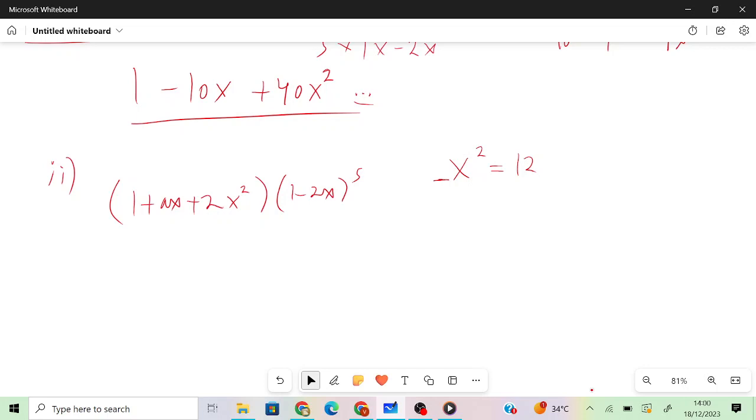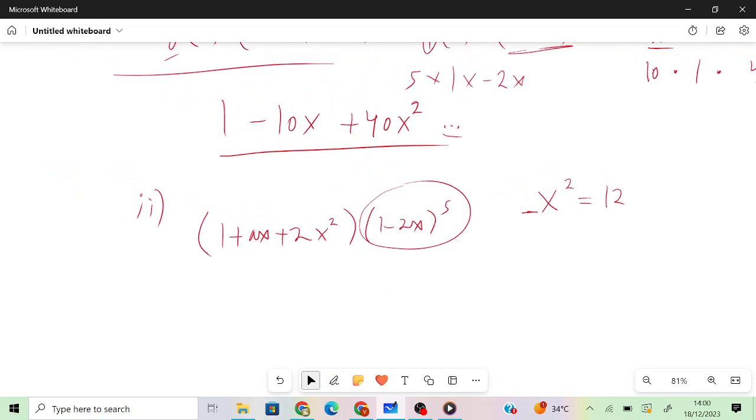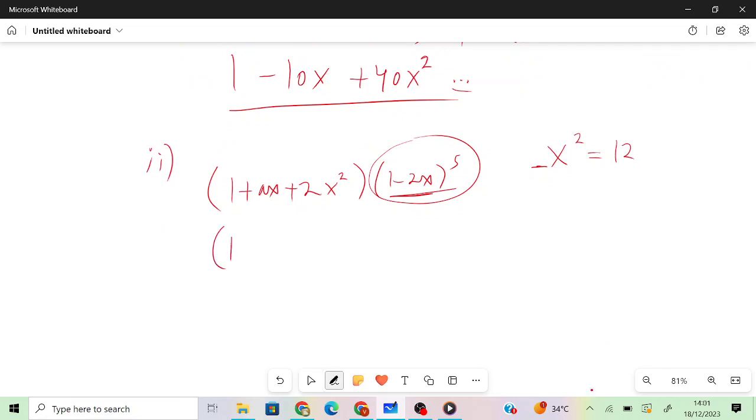Now you might wonder that they're asking us to multiply them out, so do we take all of this and expand it to the power of 5? No, there's no need. In part I, we were asked to find the first three terms of this very expansion, which we got as 1 minus 10x plus 40x squared. So I can just do 1 plus ax plus 2x squared into 1 minus 10x plus 40x squared, and then I can simply find the two or three multiplicable terms that give me the coefficient of x squared.